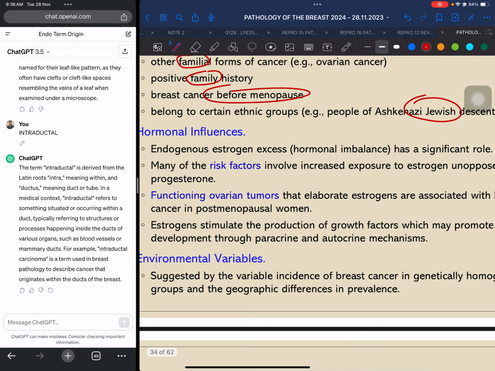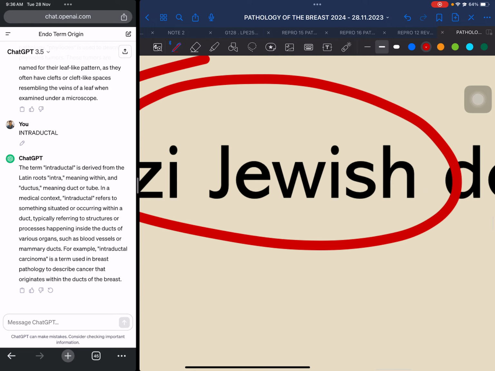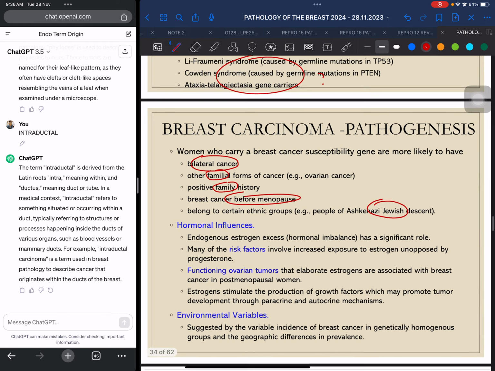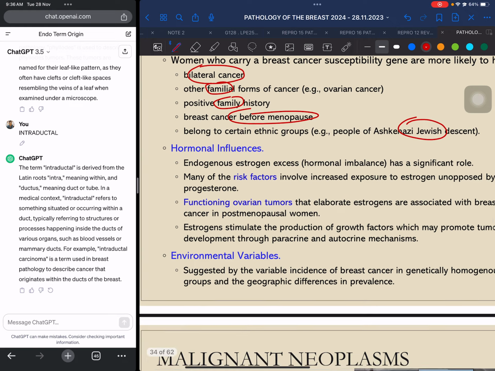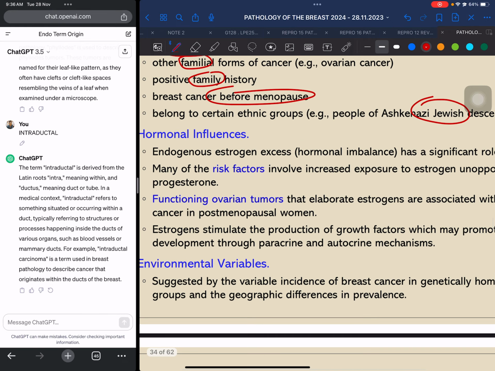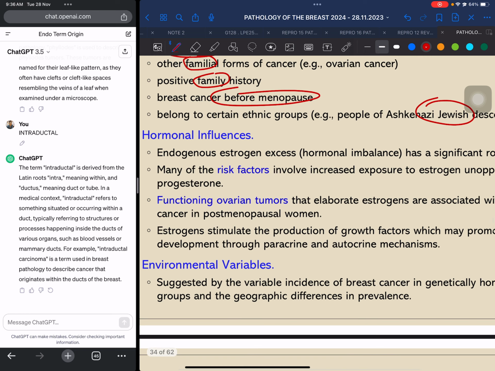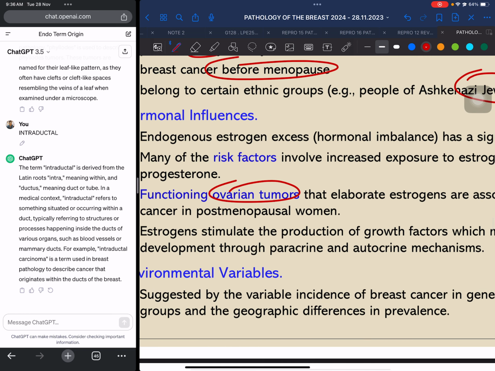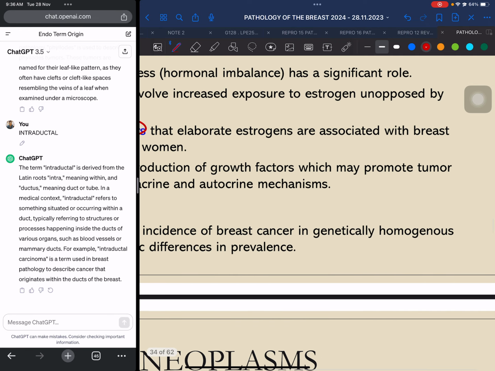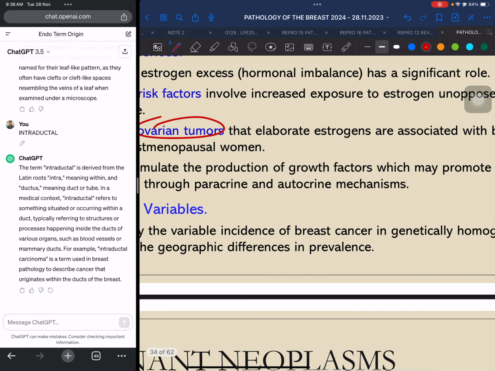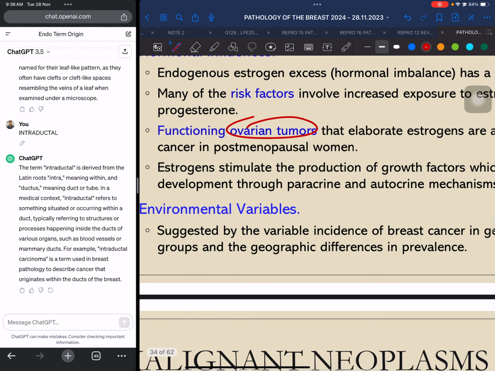Okay. For hormonal influences, again, it is due to exposure to excess endogenous estrogen. So the risk factors that are associated with that will increase the risk of breast cancer. Environmental variable, as we have looked at in the risk factors just now, you have the geographic areas. Okay, so different geographic areas have different risks of breast cancer. So there may be some geographic differences in the risk for breast cancer.